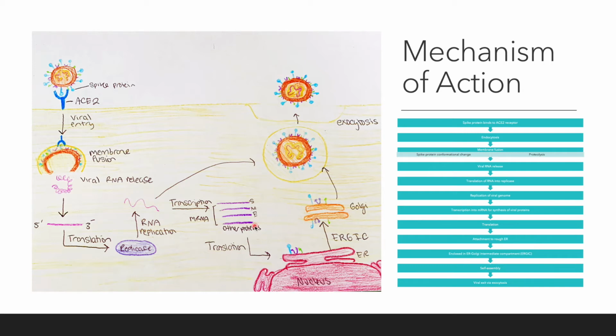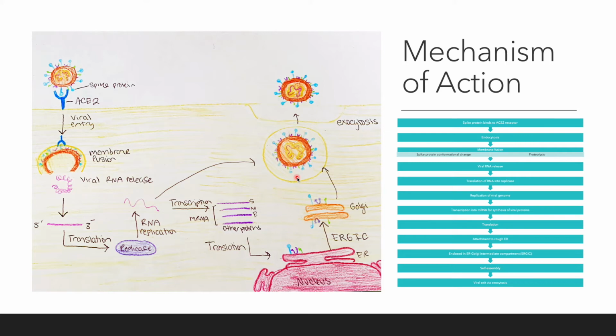The mRNA templates for these proteins are translated and then attach themselves to the rough endoplasmic reticulum. Next, these proteins are transferred to the Golgi intermediate compartment, which is a tubulovesicular structure that moves from the ER to the Golgi apparatus. The virus self-assembles within the Golgi intermediate compartment.